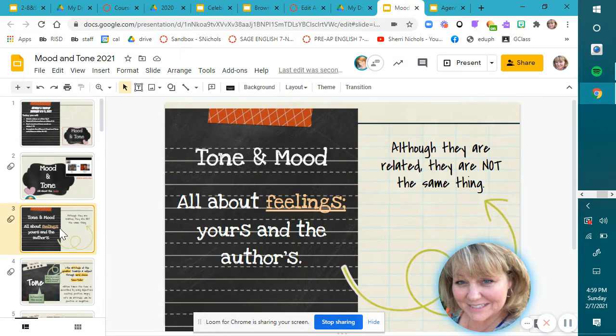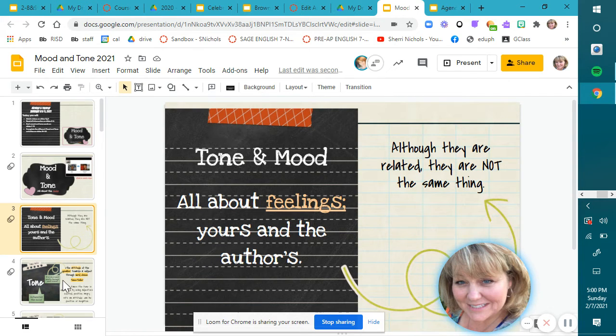So if we are looking at mood and tone, it's all about the feelings, yours and the author's feelings. So you, the reader, and then whoever's writing. Sometimes you are the author and you're the one setting the tone. And as the reader, you get the feelings. The way I teach it is tone is the teller or the author. They use tone words to set the mood of the story. And mood is the feeling.